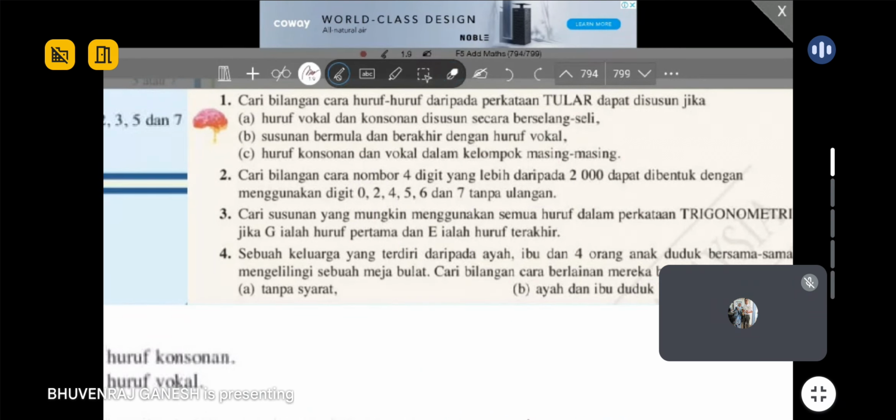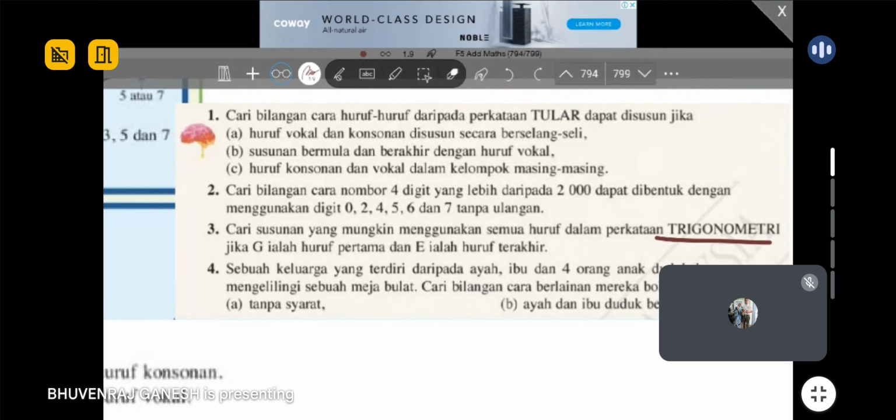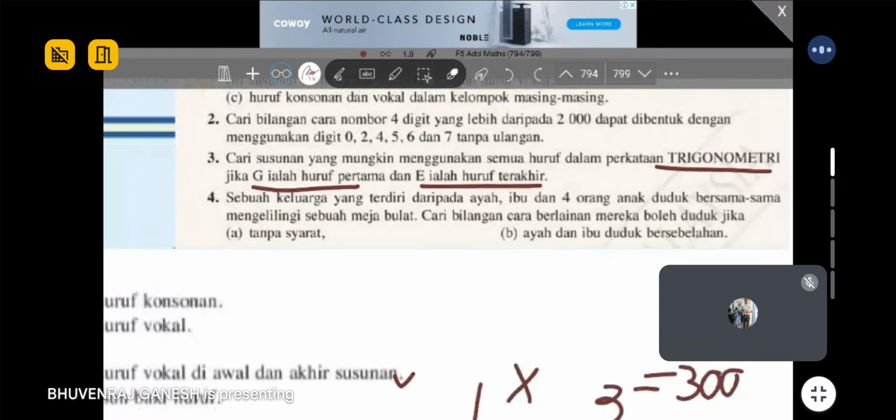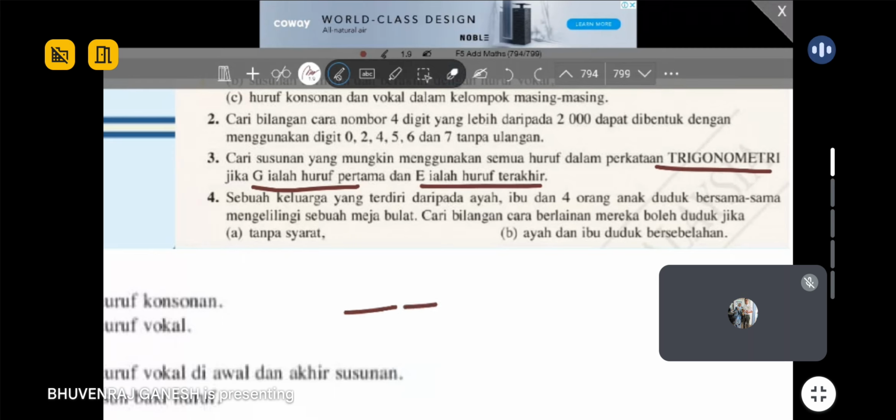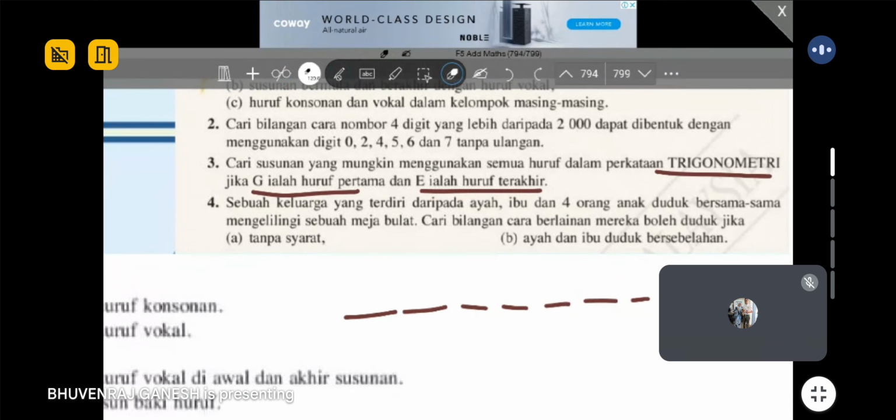Okay, so for question number 3, they want you to use this word and say that G is the first letter and E is the last letter. Okay, guys. So how to do this one? Long word, trigonometry. Wow, I think need more space already.